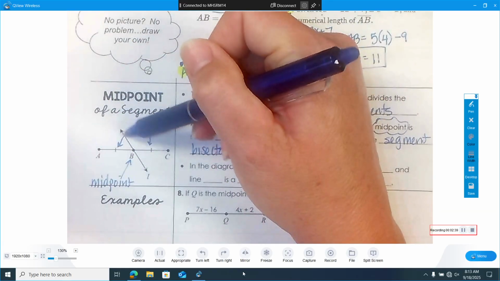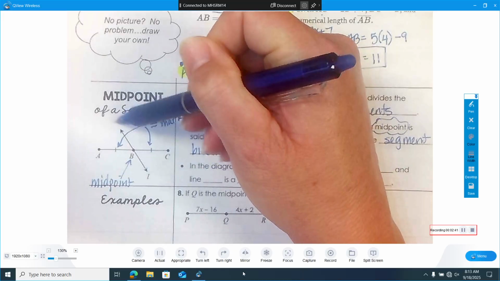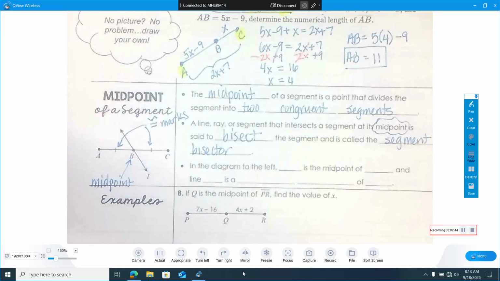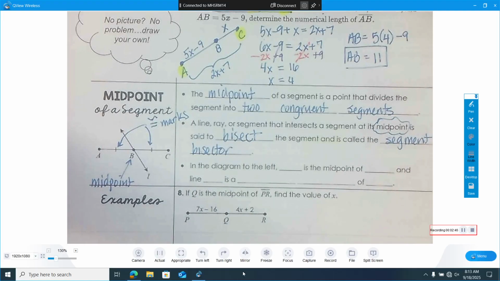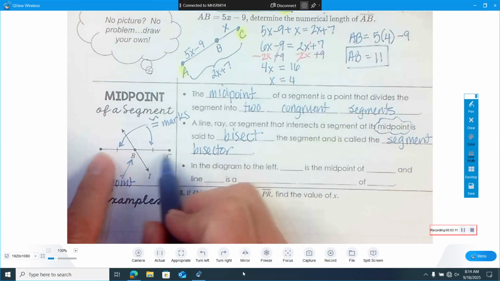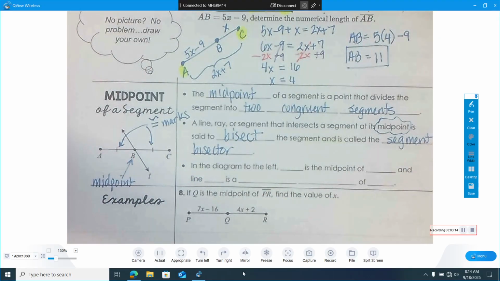But right now we're looking at a line. Line L passes through the midpoint. So in this diagram, line L can also be called the segment bisector. A bisector, if you think about the word bisect, bi means two, like a bicycle, 2 tires. So it cuts it into 2 pieces, 2 sections, thus bisect. Does that make sense to you? So bisect means that there are 2 equal sections.